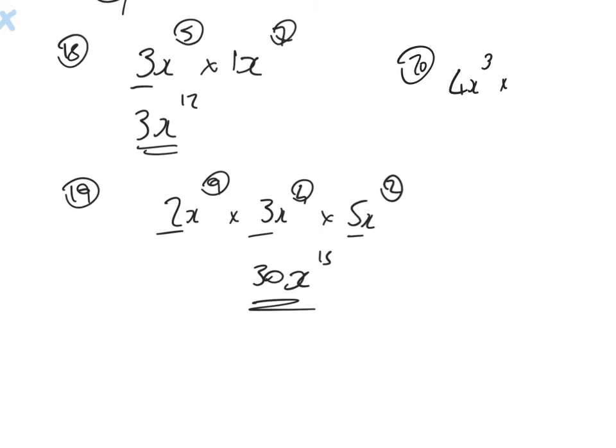4x cubed multiplied by 5x to the minus 5. Okay, 4 times 5 is 20. And 3 add minus 5 is 3 minus 5, which is minus 2, 20x to the minus 2. Okay, that was rule 1 of indices. Now we're going to look at rule 2.